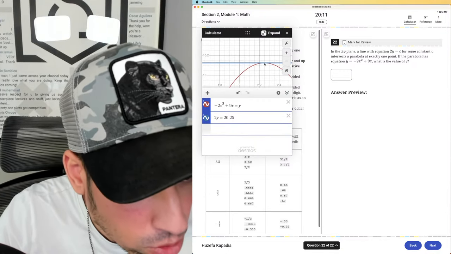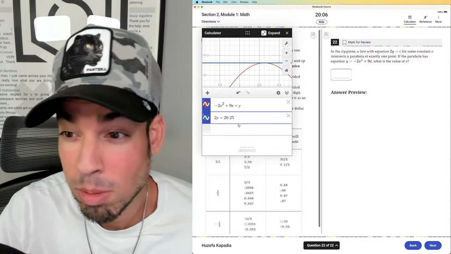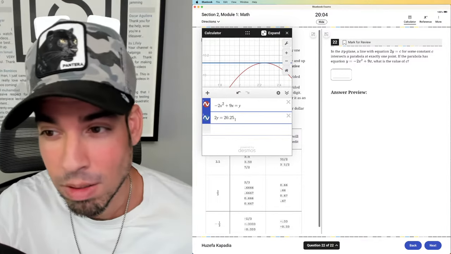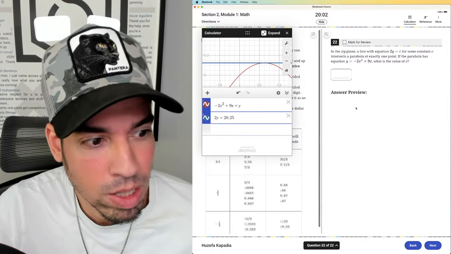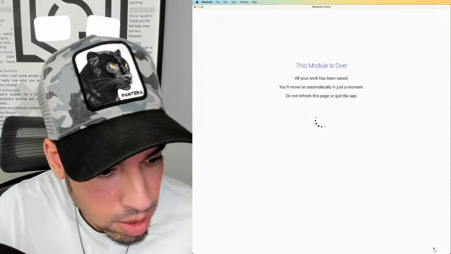But that's it, 20.25. And if you wanted to, you could isolate it a little bit more. You could be like, this divided by two, and then that might make it a little easier. But anyways, see, you can do it with Desmos without knowing too much. All right, let's go on to the next section.